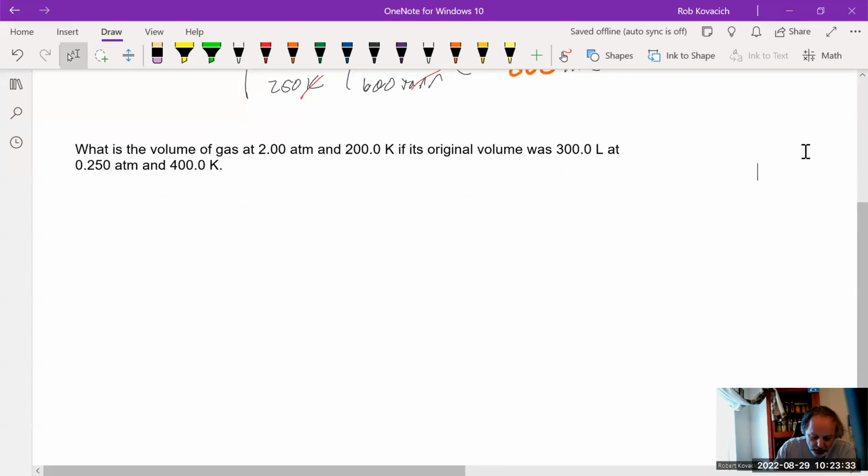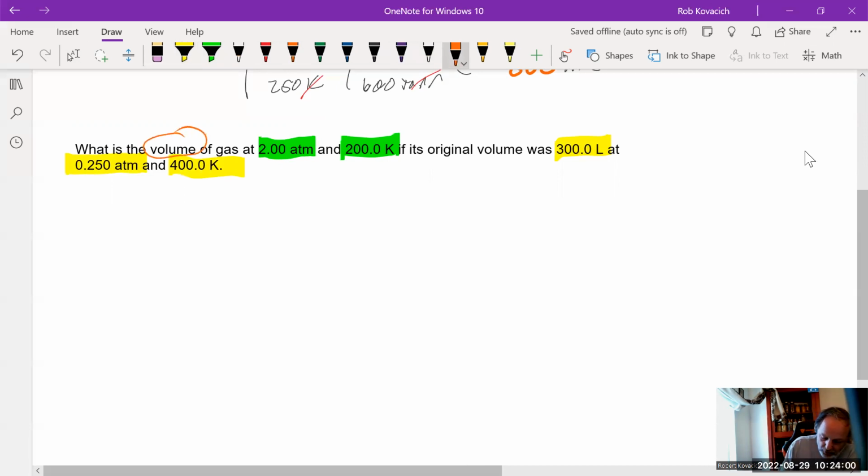Okay, so we're starting with 2 atmospheres. Oh no, what is the volume of this gas at 2 atmospheres and at 200 K when it was initially 300, 250, and 400? Okay, so again, I'm looking for the volume. I want to know what this volume is, so I need a volume unit. The only one I have is 300 liters.